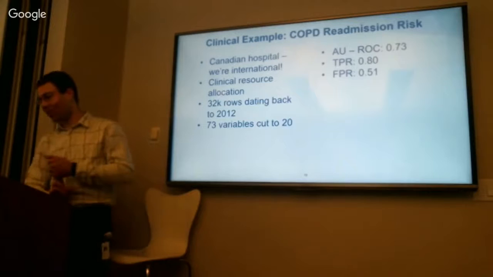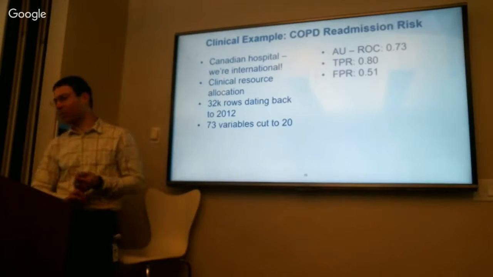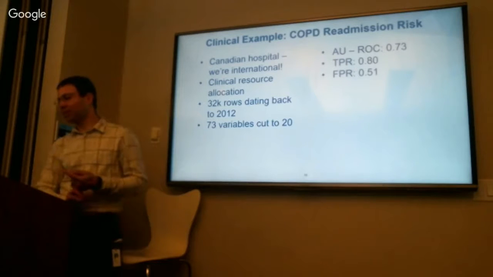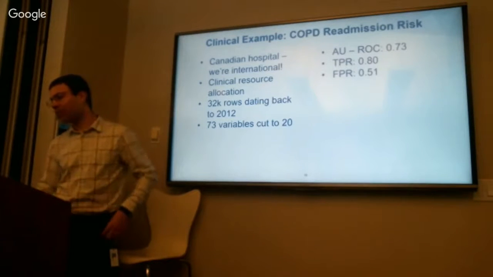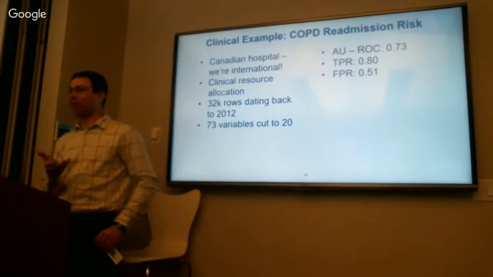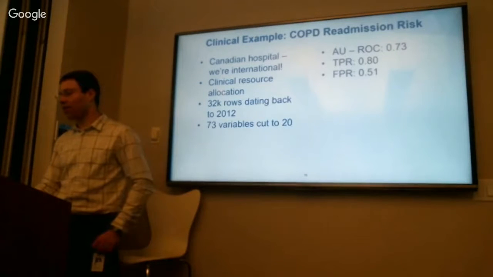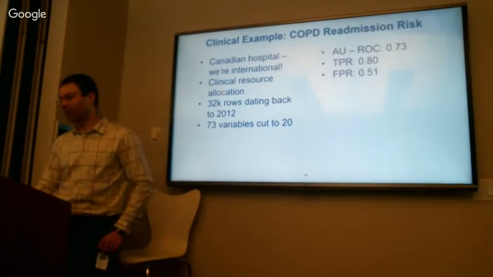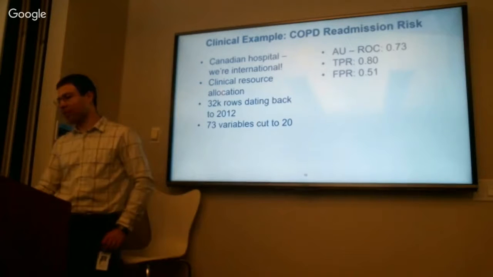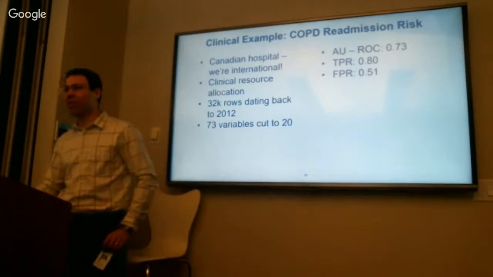I'll go through a couple more models. I can run through them. We did a COPD readmissions risk, which is a pulmonary disease readmission risk. So how likely is a patient to come back to the hospital after they're discharged? That one had 32,000 rows. It's a Canadian hospital or international. And they cut 73 variables down to 20 with an AUC of 0.73.